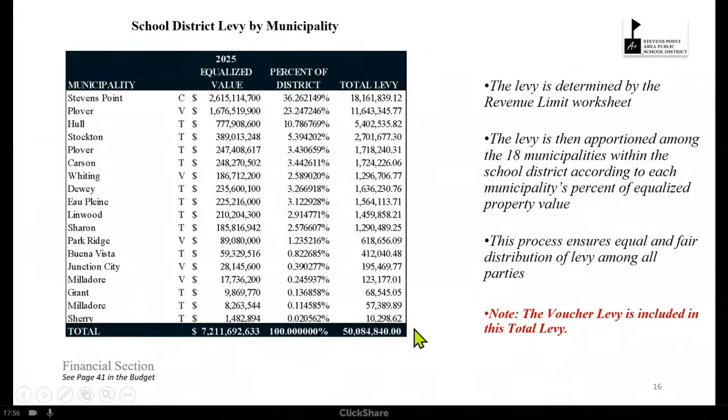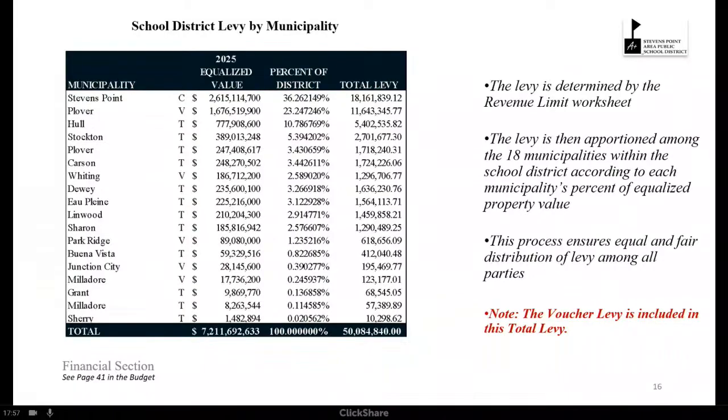Okay, here's that screen again. This is just showing the total levy. I put this on here just to talk a little bit about how we get that. So this levy is determined by the revenue limit worksheet, that's what we went through. And then from there, the levy is apportioned among the 18 municipalities within the school district according to each municipality's percent of equalized property value. This process ensures equal and fair distribution of levy among all parties. That's the purpose of using equalized value.